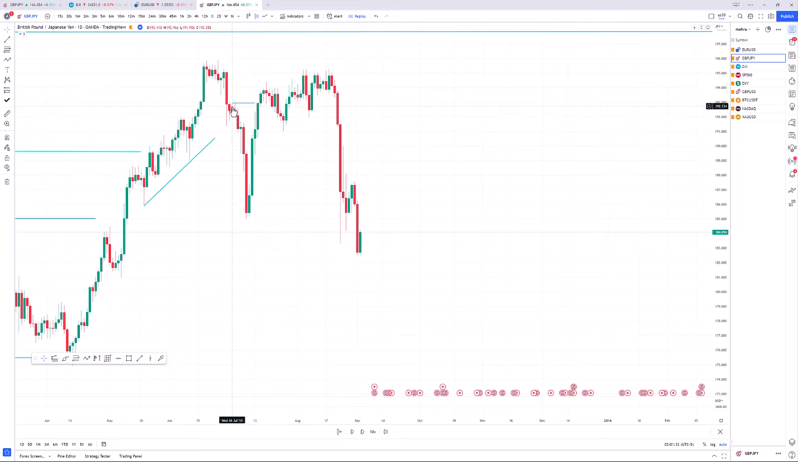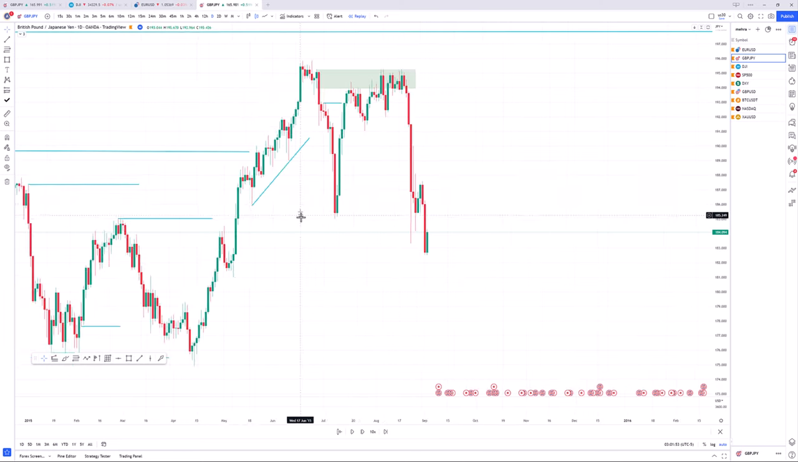Why this point? Because it's an order block that all the smart money traders are going to trade on, and then it reacted to this imbalance or this order block. So where are our liquidity pools? We have a liquidity pool here and here.